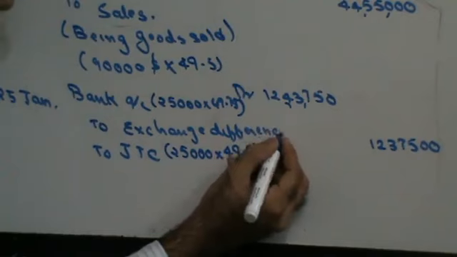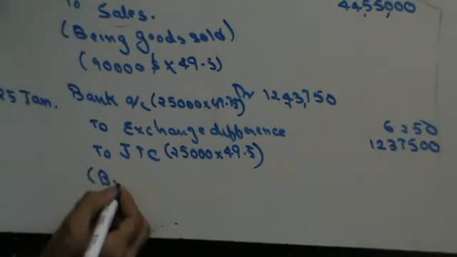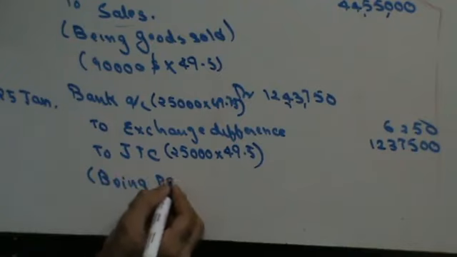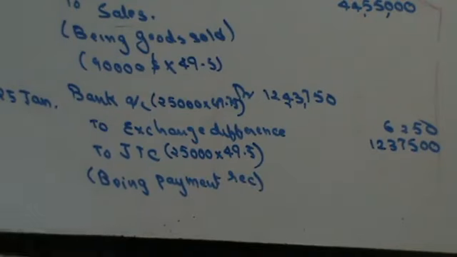How much is the exchange difference? 6250. Being payment received. Right? That was 25th Jan. Next, let's move on ahead.